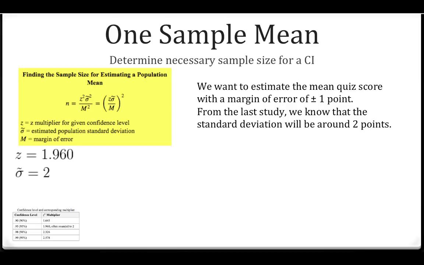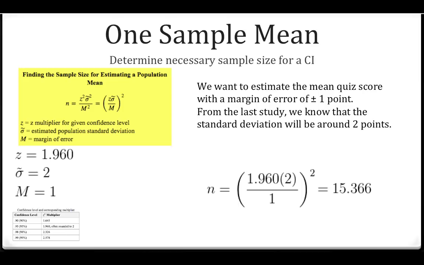We're given an estimate of the population standard deviation of 2 points, and we're told that we want to construct a confidence interval with a margin of error of plus or minus 1 point. We can plug these values into our formula now, and it gives us a minimum necessary sample size of 15.366. We always round up, so in this case, I would want a minimum sample size of 16.